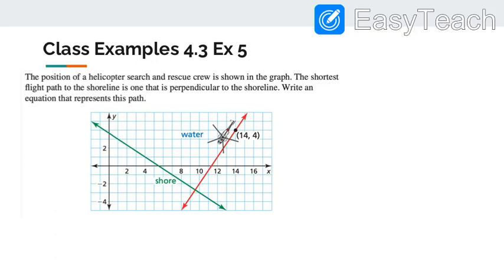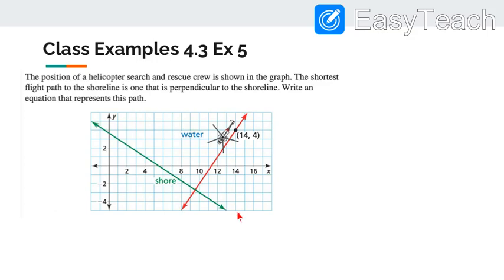Alright, now we're going to address a word problem. This word problem says the position of the helicopter is shown in the graph. So this is shown at the point (14, 4). So we do have a point on this red line. We're looking for the line that is perpendicular to the shoreline. So this is the shore. We're looking to get the equation for this red line. That's really what this problem is saying.